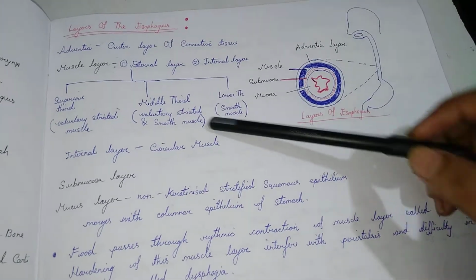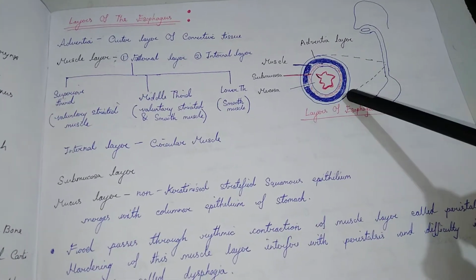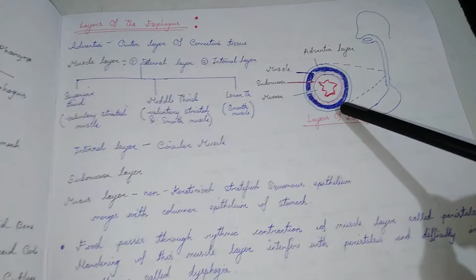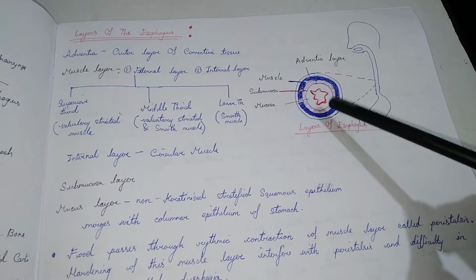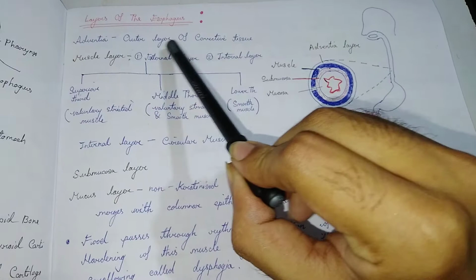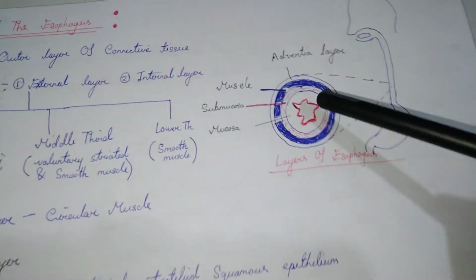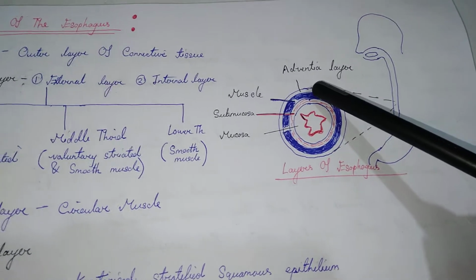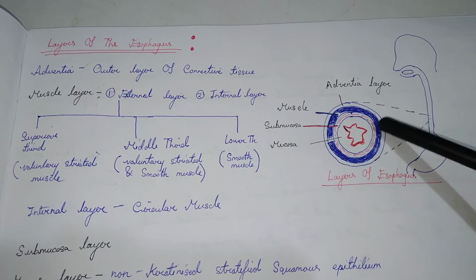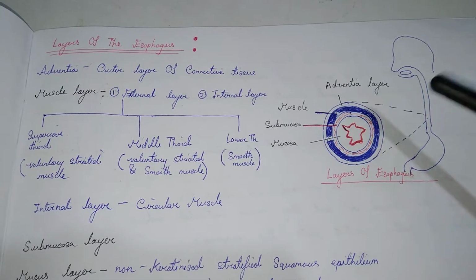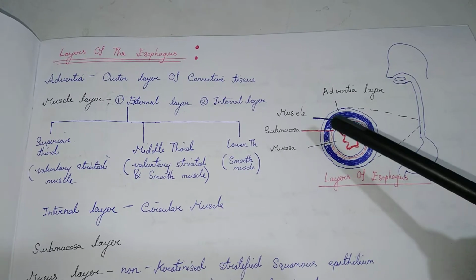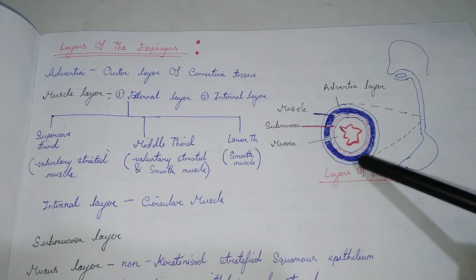Layers of the esophagus. If we take a cross section of the esophagus, we will see that there are various layers. The esophagus has 4 layers. So what are the 4 layers? They are the adventitia layer, which is the outer layer of connective tissue. If we take a close look at these cross sections, this outer portion which is in white is the adventitia layer, and the next layer is the muscle layer, which is shaded in blue.